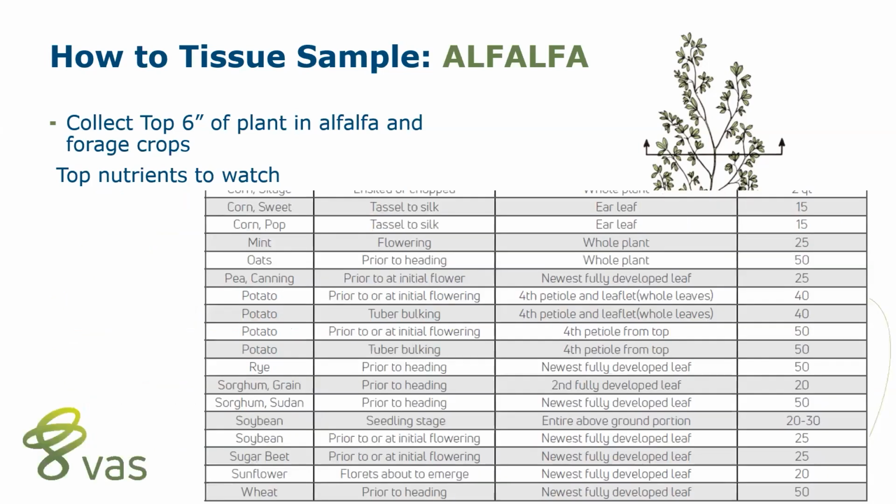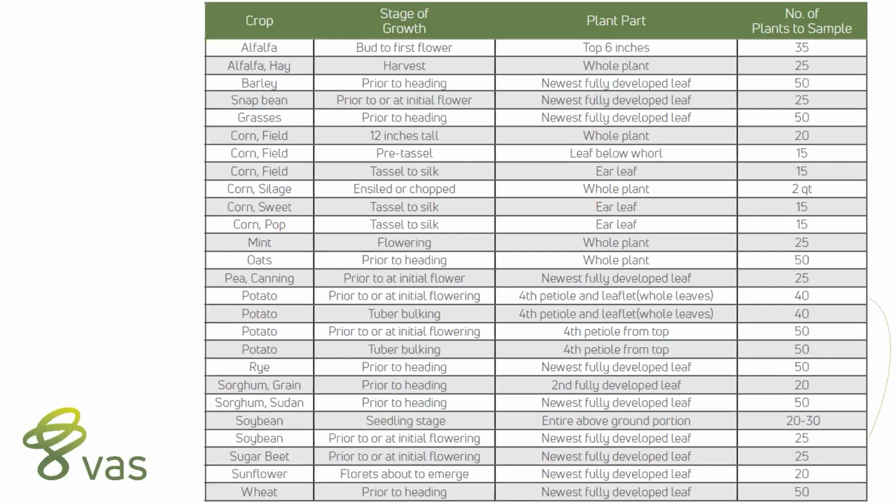And coming up next is a chart of common ag crops that you may tissue sample from our VAS sampling guide. You can see most require 30 to 50 plants or leaves. More material, the better. I can't emphasize that enough, guys.